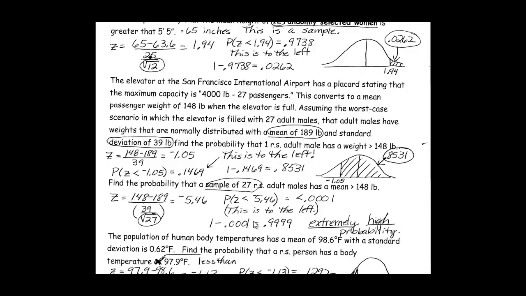So this was to the left. So when we take that small probability away, we end up getting a much bigger one, so we almost have a sure chance, a 99.99% chance of getting a group of males whose average weight is greater than 148.